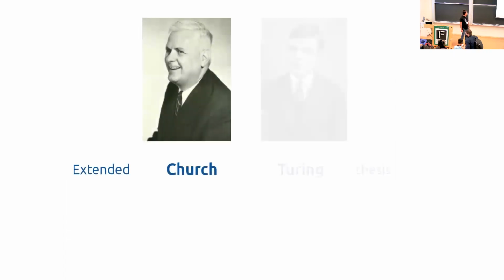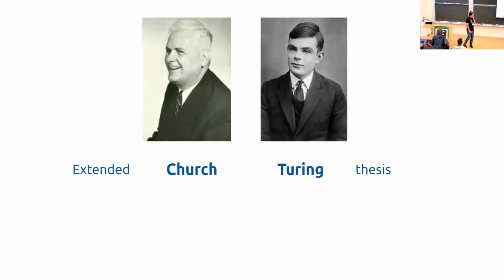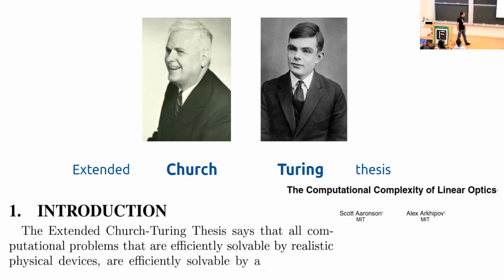Okay, so the main motivation for doing these types of experiments goes to the extended Church-Turing thesis, which takes the name of these two folks, Church and Turing. I've taken this from the paper by Scott Aaronson and Alex Arkhipov that you see there, where they say the extended Church-Turing thesis says that all computational problems that are efficiently solvable by a realistic physical device are efficiently solvable by a classical computer. That's actually not what it says. It says a probabilistic Turing machine, but since I tend to be confused by this term, I just replace it without loss of generality by a classical computer.